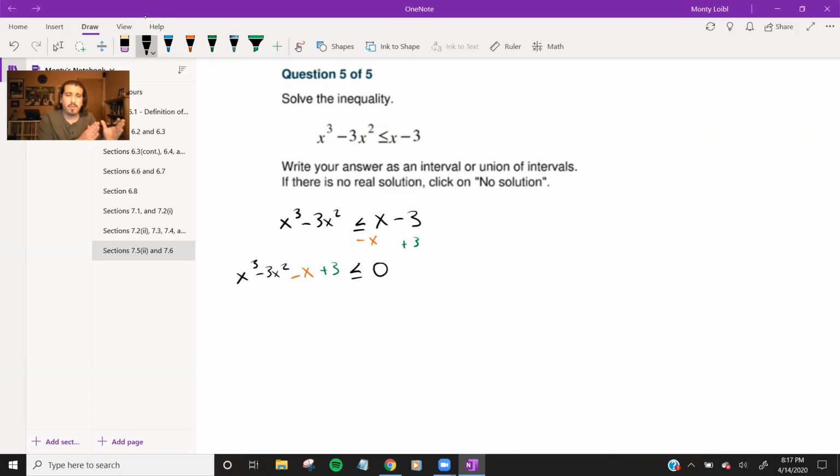We move everything to the other side. I think that mirrors your screen. And we want to solve this.